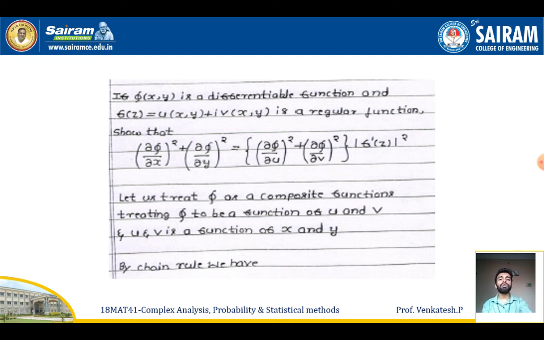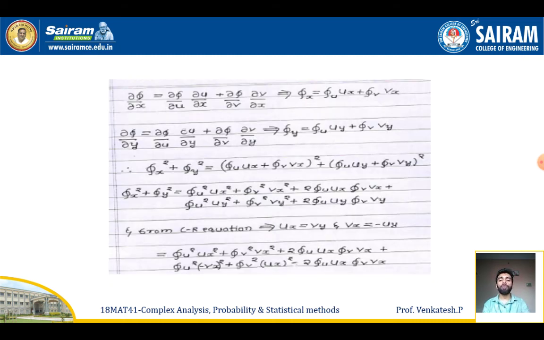So from the chain rule, we have the formula ∂φ/∂x = ∂φ/∂u · ∂u/∂x + ∂φ/∂v · ∂v/∂x. It will be equal to φx = φu ux + φv vx, we can write it. Similarly, ∂φ/∂y can be written as ∂φ/∂u · ∂u/∂y + ∂φ/∂v · ∂v/∂y. It can be written like φy = φu uy + φv vy.